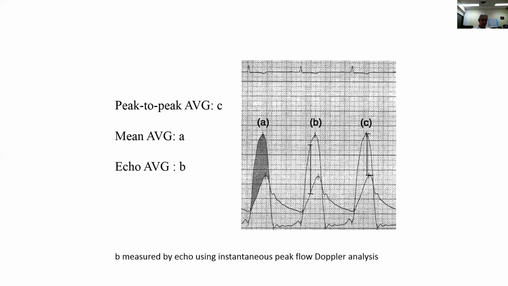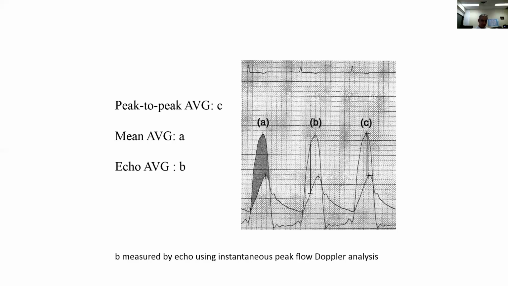It's just that it's going to be different from the peak-to-peak gradient in the catheter and from the mean gradient in the cardiac cath lab. And this is still a valid measurement, but it's a non-invasive measurement that is still useful. And very often, that's all you have. But it's something you will have to learn using your Doppler color flow analysis.